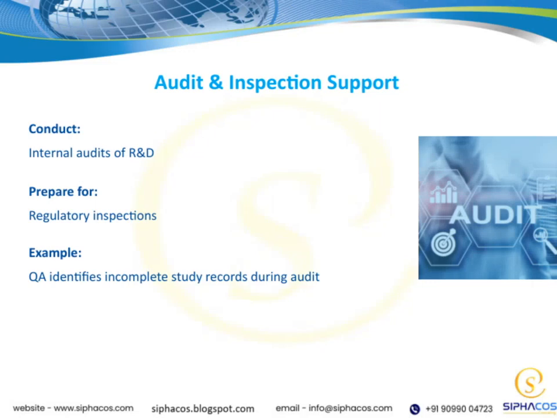Let's talk about audit and inspection support. This is all about conducting internal audits of our R&D processes. These audits help us identify any gaps or issues early on, ensuring everything is on track. It's also crucial for preparing us for regulatory inspections, which can happen at any time. For example, our QA team might spot incomplete study records during an audit, and catching that early allows us to address it before any external review. Overall, this support helps us maintain high standards and confidence in our work, keeping us compliant and ready for any inspections that come our way.